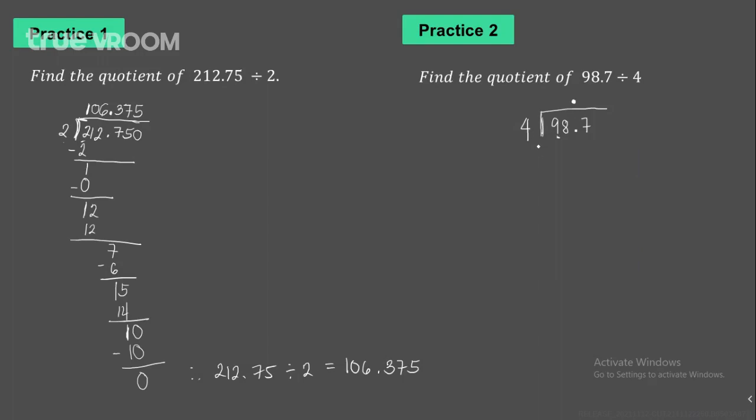We are now on practice 2. We have 98.7 divided by 4.